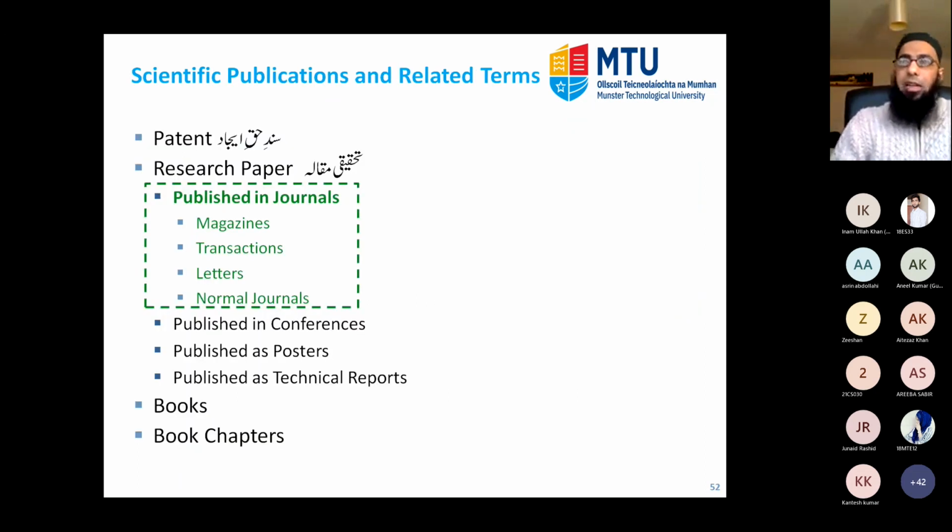Now, there are different types of scientific publications. The first one is patent. We call it Sanad-e-Haq-e-Ijad in Urdu. Then we have research papers, which we call Tahqeeqi Maqala in Urdu. And there are different types of research papers. I'm focusing here on journals. So in journals, you can have magazine articles, transactional articles, letters, normal journals, review survey journals. Then you have conferences. Then you have posters, technical reports, books, book chapters.